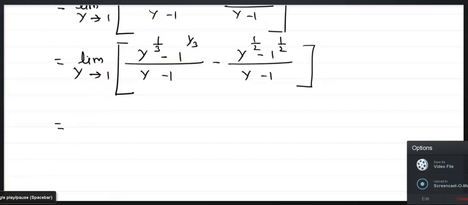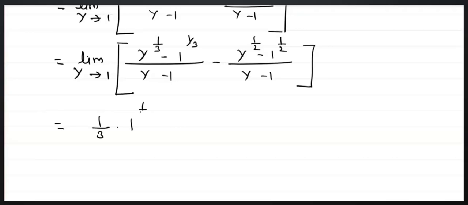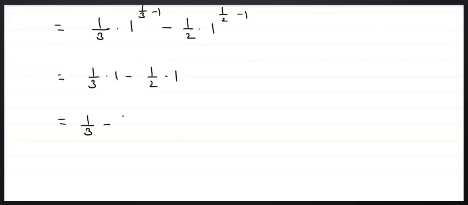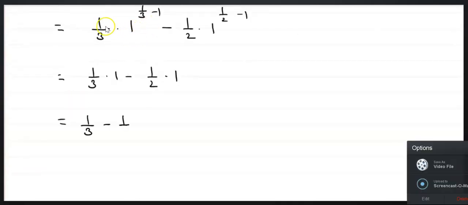That is, you will get 1 upon 3 into 1 raised to 1 upon 3 minus 1 minus 1 upon 2 into 1 raised to 1 upon 2 minus 1. 1 raised to any number, the value is again 1. Minus 1 upon 2 dot 1. That is 1 by 3 minus 1 upon 2.